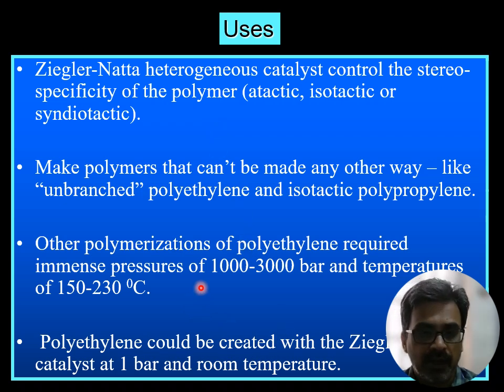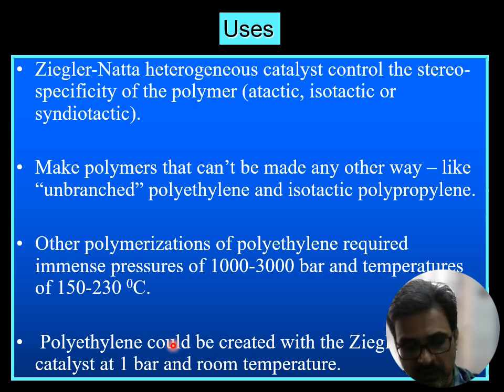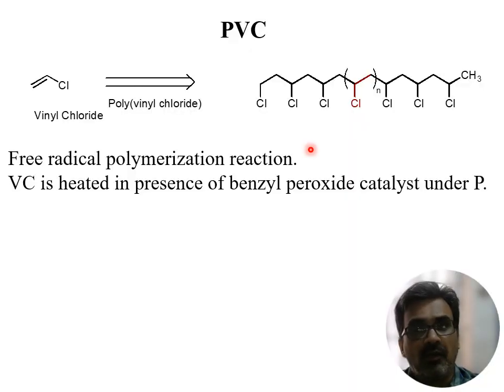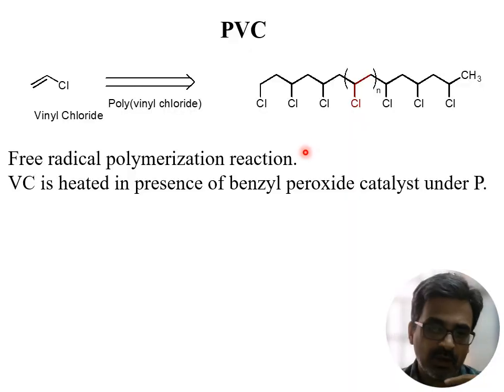If you use Ziegler-Natta catalyst, we are bringing down the high pressures and high temperatures, and we can come back to room temperature and very low pressures. So this is the importance of how Ziegler-Natta heterogeneous catalysis will control the stereospecificity of polypropylene. One more polymer which we have is polyvinyl chloride.